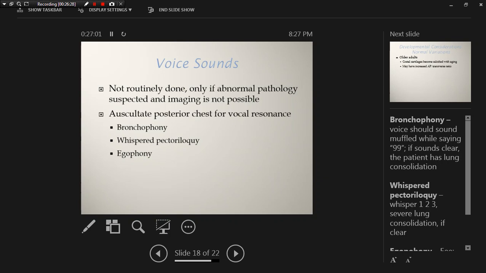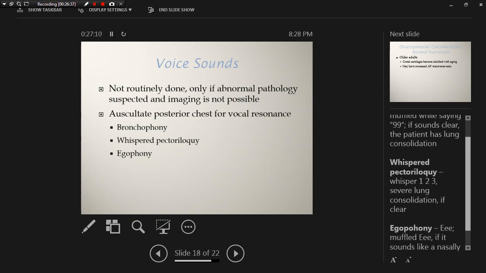That is abnormal voice sound. Whispered pectoriloquy. So if you actually are listening again in the same points with the stethoscope and you have the patient whisper 1, 2, 3, it should sound like a whisper, but if it sounds loud and clear, again, the patient probably has some lung consolidation, so an accumulation of congealed fluid within the lungs.